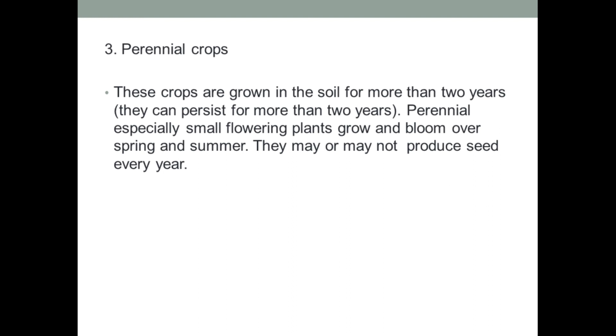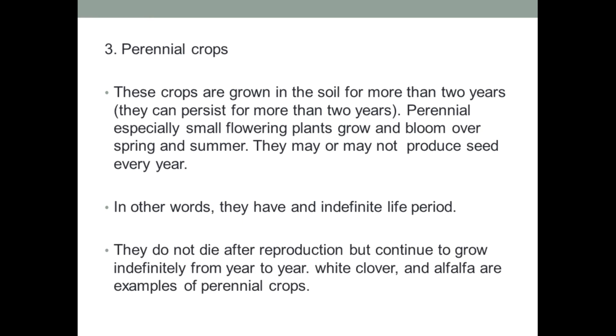So perennials, especially small flowering plants, grow and bloom over spring and summer. They may or may not produce seed every year. They do not die after reproduction, that is, after producing flowers, they do not die, but continue to grow indefinitely from year to year. Examples are white clover, alfalfa, and many other plants.